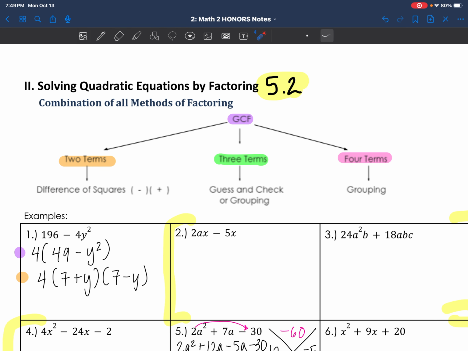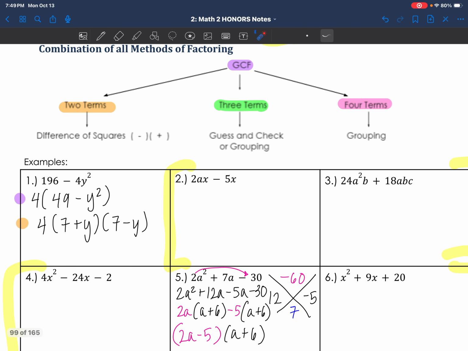And remember, difference means subtract. Difference of squares. And remember, you make one set a negative, one set a positive, and then do the perfect squares in each one. If it has three terms, you're going to do either the guess and check or the grouping. I prefer grouping, but it's up to you. But if it's easy numbers, you can definitely do guess and check. If it has four terms, you're going to do grouping in order to factor. So I just did a couple here so you can look to see.